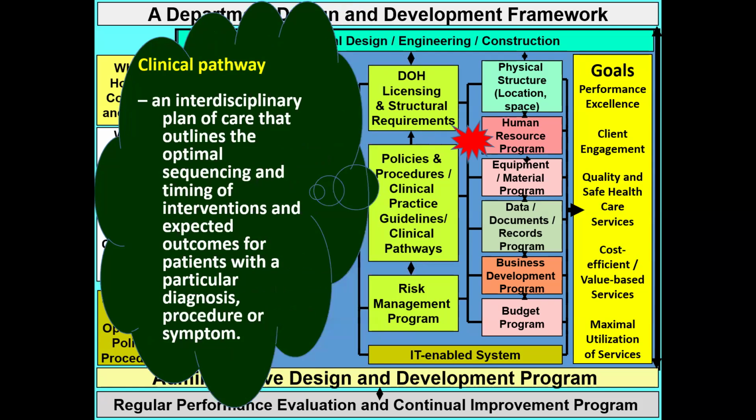And then pathways will be an interdisciplinary plan of care that outlines the optimal sequencing and timing of intervention and expected outcomes for patients with a particular diagnosis, procedure, or symptoms. So this one, you spell out the players here. There are different departments involved, different staff, and then what are expected of them to do in coordination and collaboration with each other.